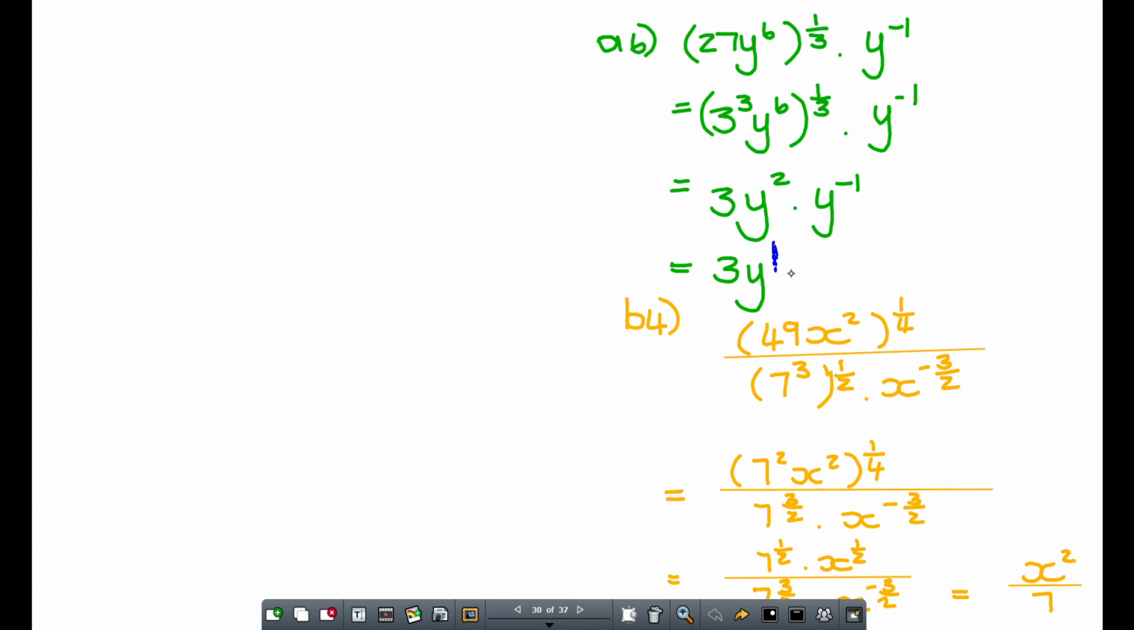Fine. Is julle reg daar? Yes. I go to the same answer, but instead of saying 2 by the power 3 times y to the power minus 1, I put y to the power minus 1 at the bottom and make a fraction. That's also fine. Okay. Let's quickly have a look at B4.